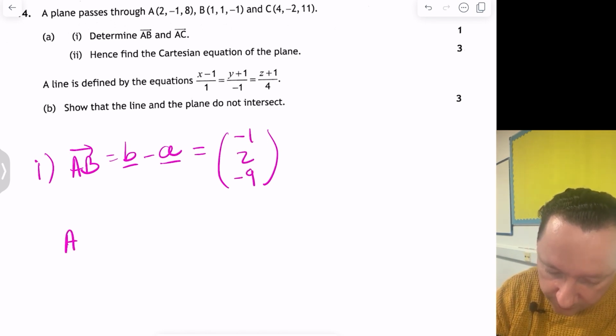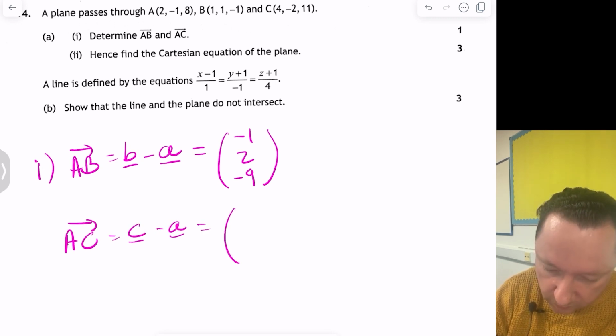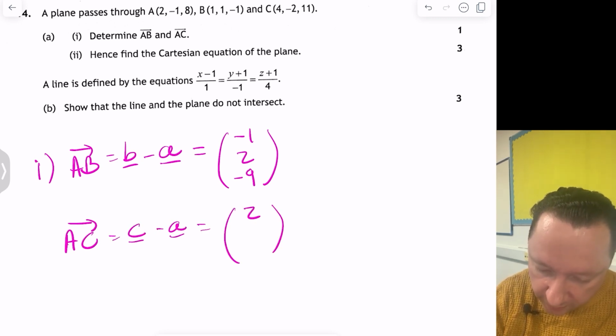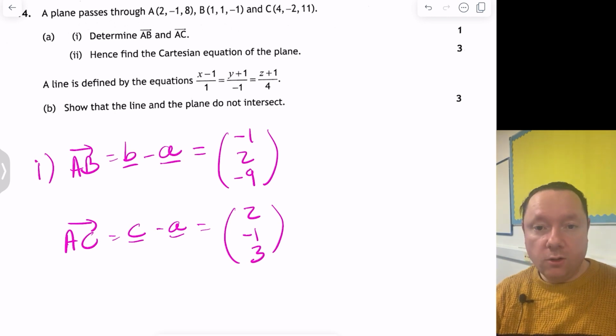Okay, AC. C minus A. 4 minus 2 is 2. Minus 2 minus minus 1 is minus 1. 11 minus 8 is 3. So we get our two vectors there.